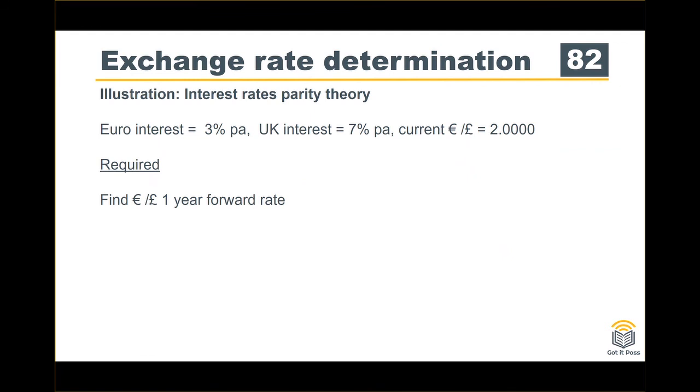And here is an illustration. We have the Euro interest rate at 3% per annum, and the UK interest rate at 7% per annum, given the exchange rate between Euro and Pound is 2. So you have to find the 1 year forward rate. Remember, the forward rate is interest rate parity, IRP. The 1 year expected spot rate is PPP. Different. For the forward rate, we use interest rate parity.